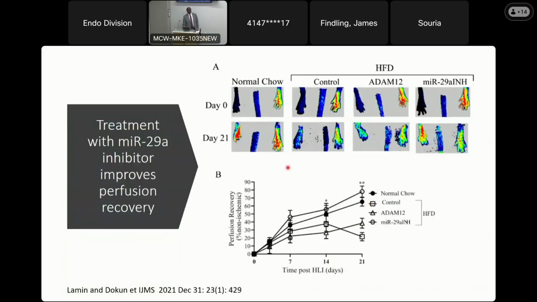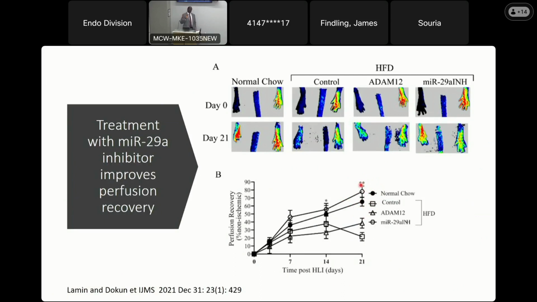Then we looked at those animals that were treated similarly for what happens to perfusion recovery, and you can see inhibition of miR29 actually has a robust effect in restoring or improving perfusion recovery in the diabetic animals. And of course, one of the reasons why we were interested in this is because of potential use of microRNAs for therapy in the human disease.